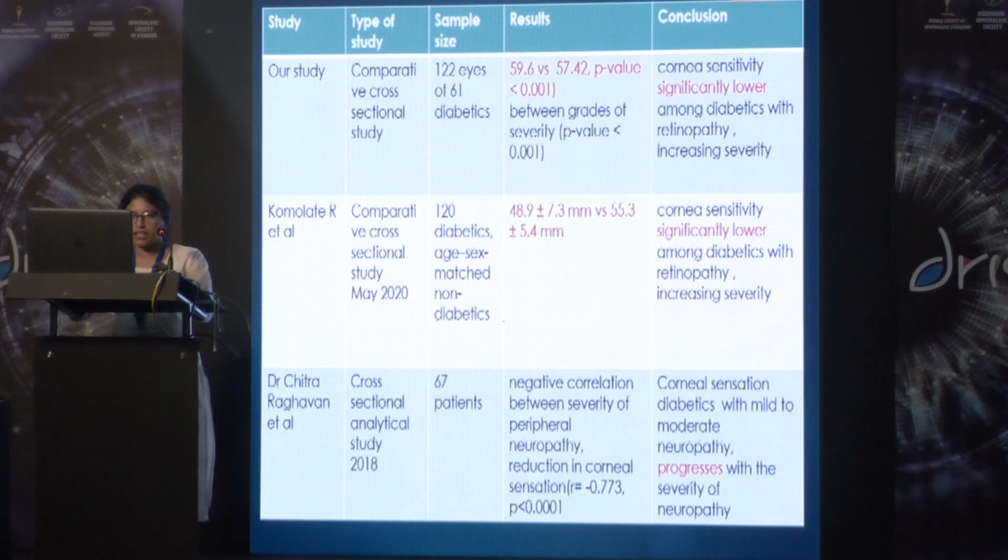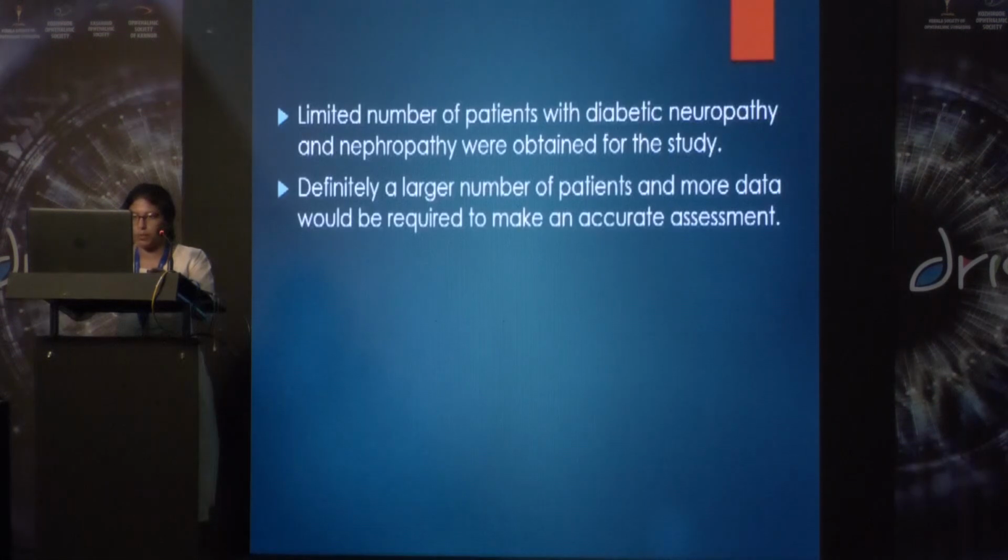Comparing my study with 2 other studies, in the Komolafe et al. study, there was also a significant decrease in corneal sensitivity among patients with diabetic retinopathy and with increasing severity of diabetic retinopathy. And there was a study by Chitra Raghavan et al., which studied corneal sensation comparing with neuropathy, and there was a progressive decrease with severity of neuropathy.